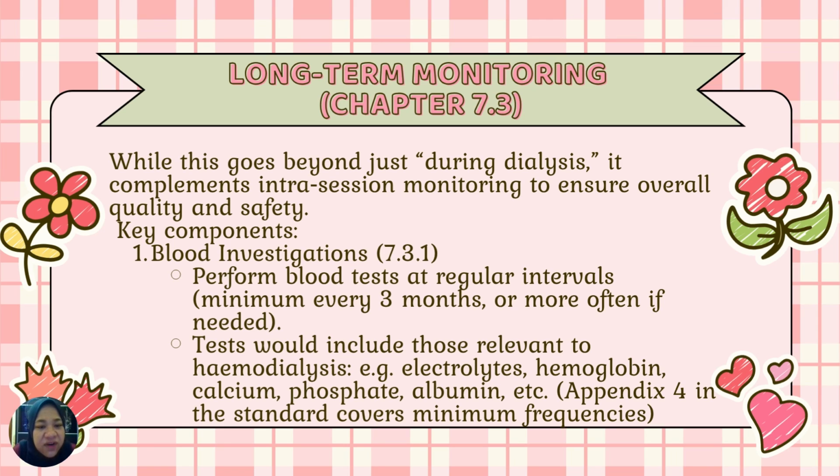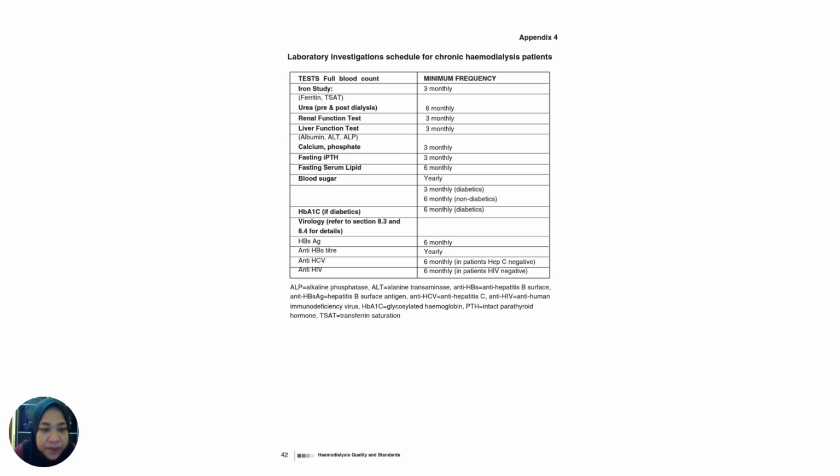Next, the long-term monitoring in chapter 7.3. While this goes beyond just during dialysis, it complements intra-session monitoring to ensure overall quality and safety. The key component, first, is blood investigation. We need to perform blood tests at regular intervals, minimum every 3 months or more often if the doctor orders or if needed. Tests will include those relevant to hemodialysis, for example electrolyte, Hb, calcium, phosphate, and albumin.